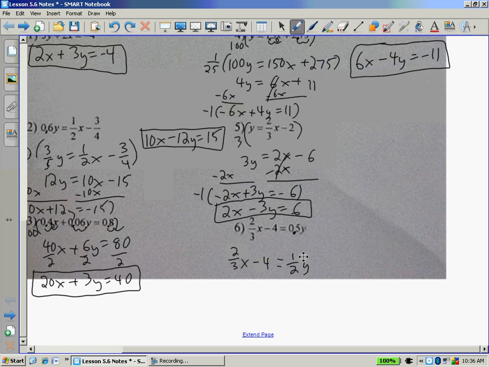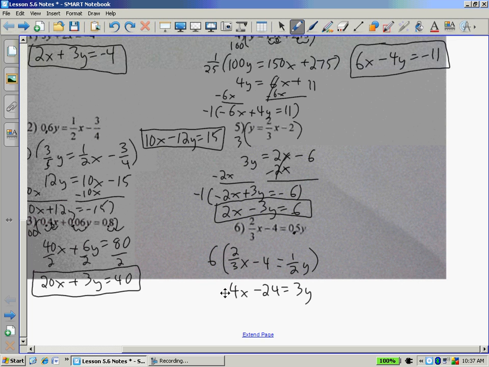And now look for the least common multiple of 2 and 3. Well, the least common multiple of 2 and 3 is going to be 6. So let's multiply through. 6 divided by 3 is 2, times 2 is 4. 6 times 4 is 24. 6 divided by 2 is 3, times 1 is 3.